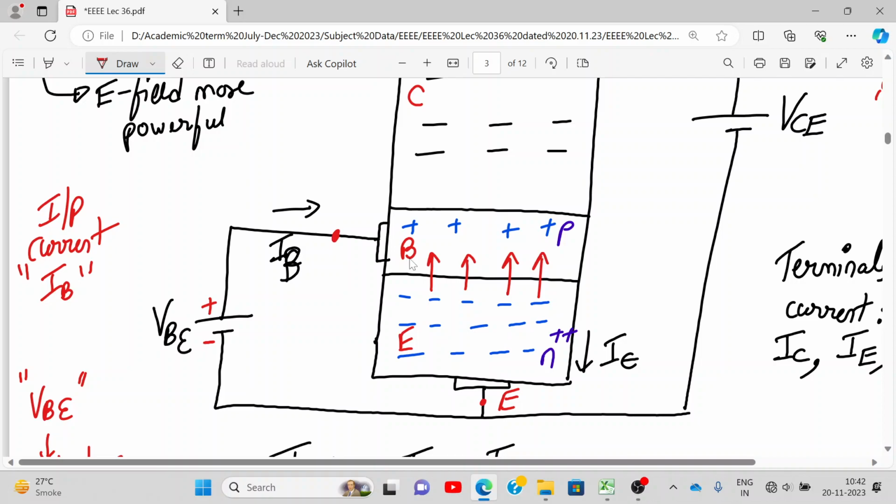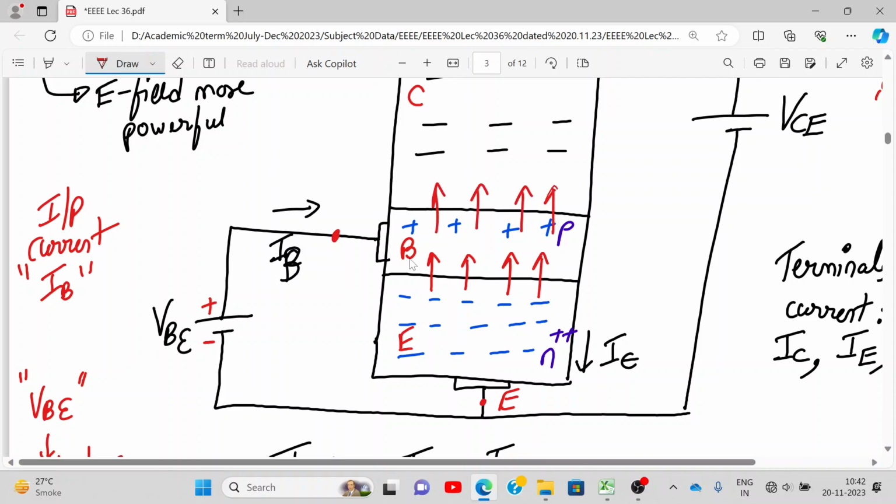So what will happen? Some of the electrons, when they meet a hole, can recombine and become neutral. 10 lakh electrons are traveling from emitter to base, and only 1000 holes are there. So few of them will recombine with the holes. Most of them will be traveling towards the collector.